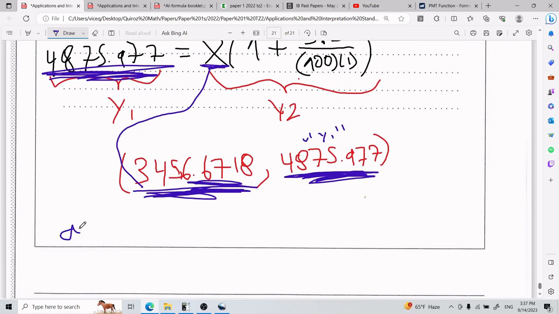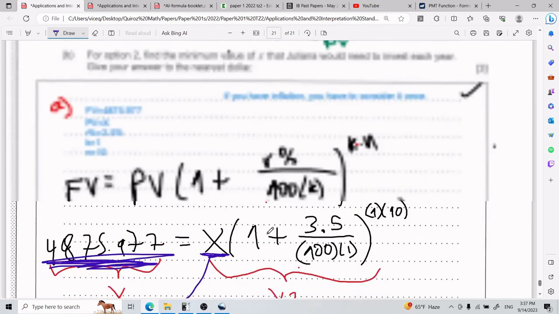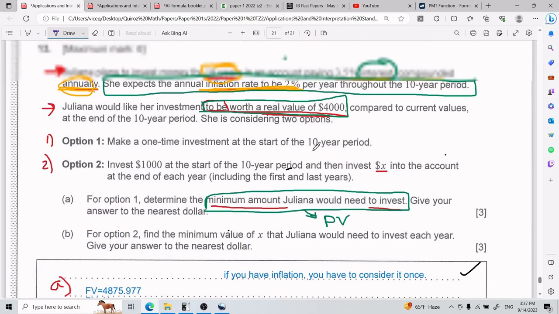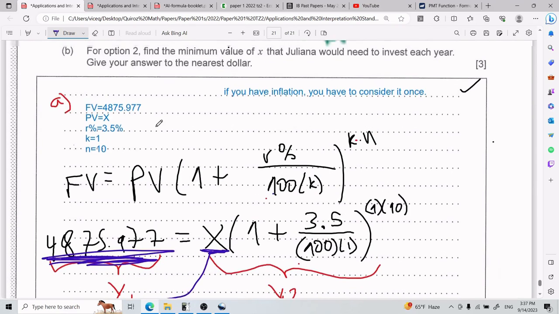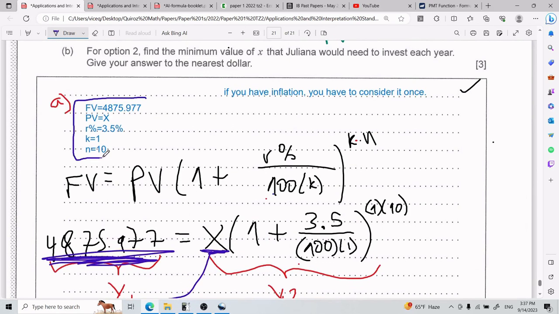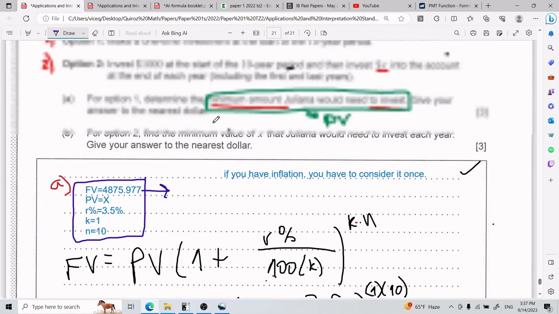So for part A, the minimum that she needs to invest is 3,456.676, whatever, man, this number, see? And what amount? In dollars, see? So this is the minimum amount that Juliana would need to invest for part A. Phrasing it like this is enough justification. Make sure you show how you got FV, okay? So that is for part A.